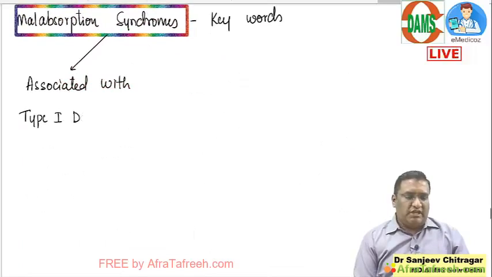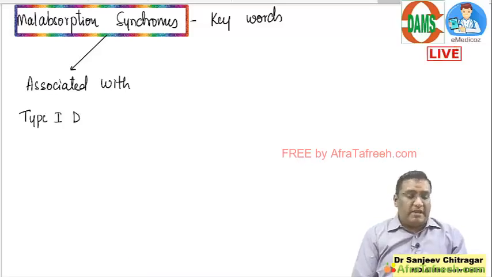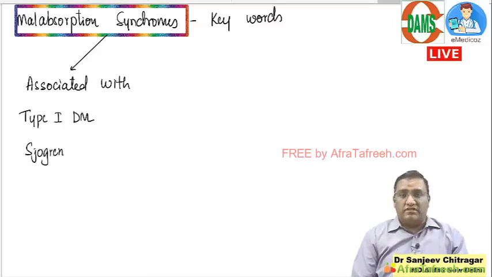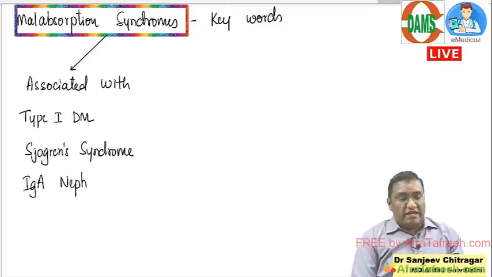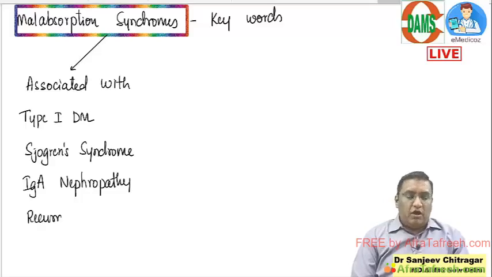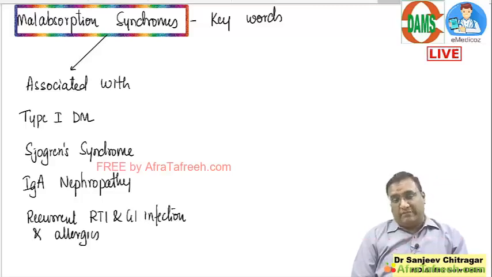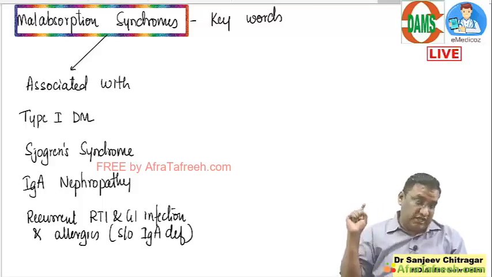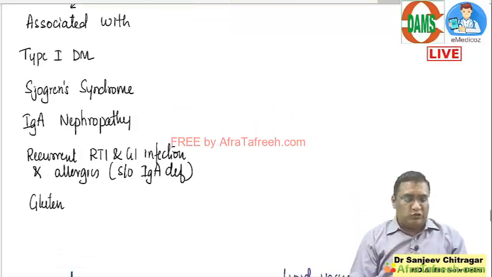So pathological keywords, I am looking for malabsorption associated with multiple associations like type 1 diabetes mellitus, autoimmune diseases like Sjogren syndrome, or associated with IgA nephropathy, or even recurrent infections, recurrent respiratory tract and GI infection. If you remember, and allergic manifestation, which was IgA deficiency. IgA deficiency is associated with celiac. All these are, and of course, gluten sensitivity also.